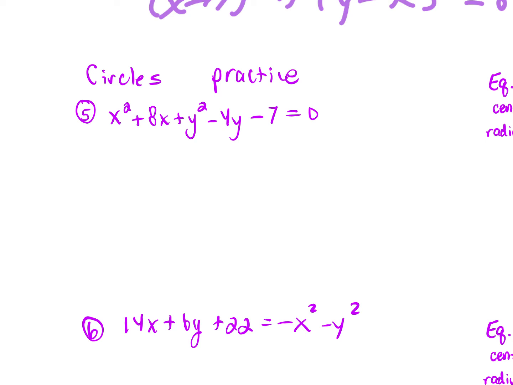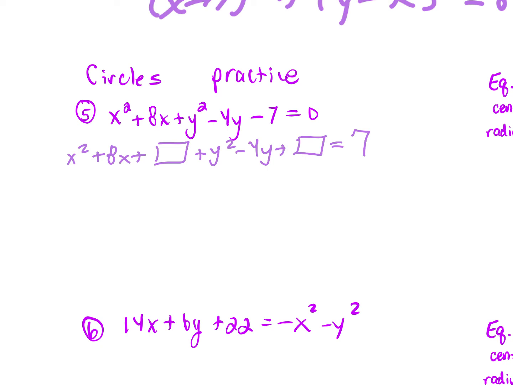Do you guys see how I have a positive x squared and a positive y squared? We want to keep our x's together and our y's together to complete the square. So I'm going to rewrite this as x squared plus 8x plus my square. I'm going to complete it. Then I have plus y squared minus 4y plus my square equals, what do I do with the constants? I move it to the other side. So my -7 becomes what? Positive.